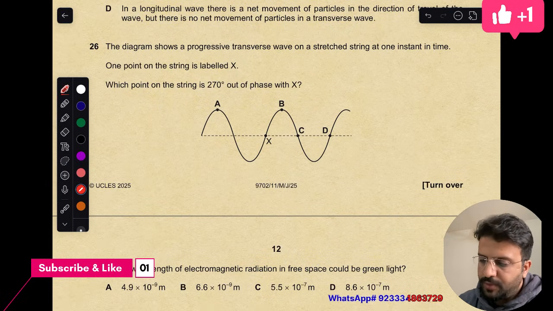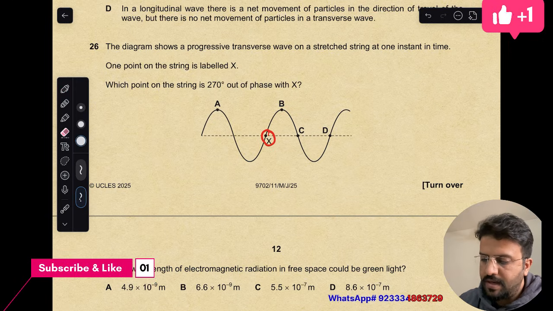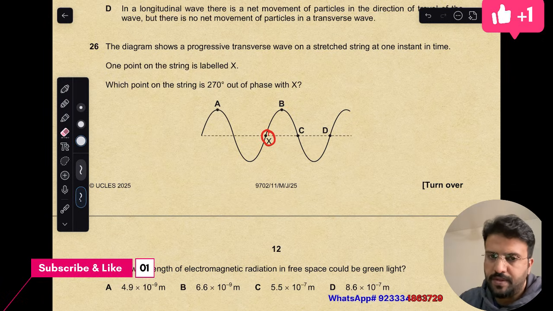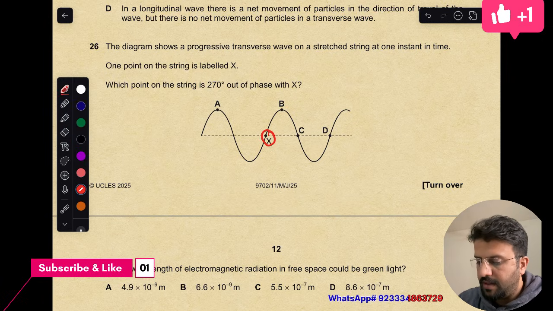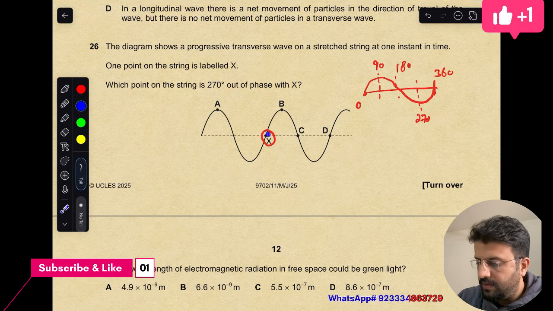Next question, the diagram shows a progressive transverse wave on a stretched string at one instant in time. One point of the string is labeled as X, they're talking about this point. Which point on the string is 270 degrees out of phase? If we can label this, if you have a wave, you can say this thing 0, this 90, this is 180, this is 270, this can be 360 degrees.